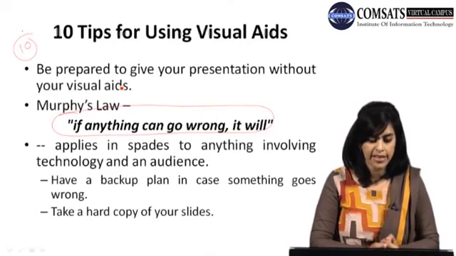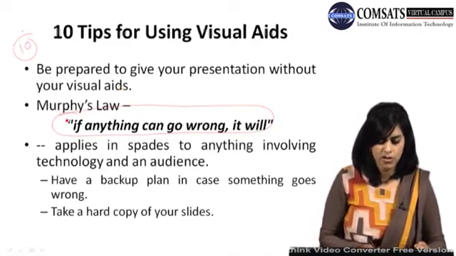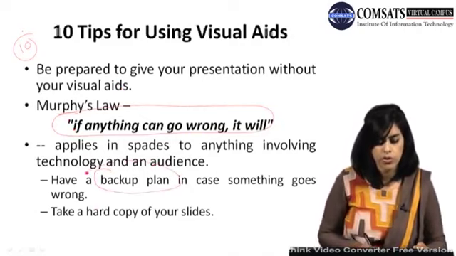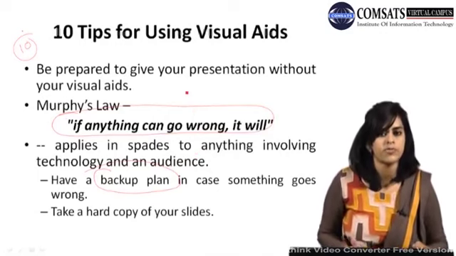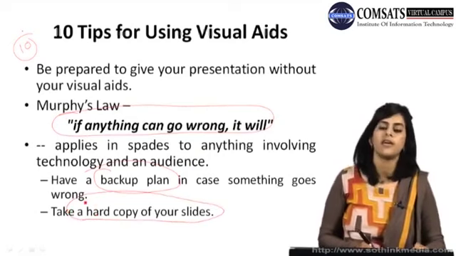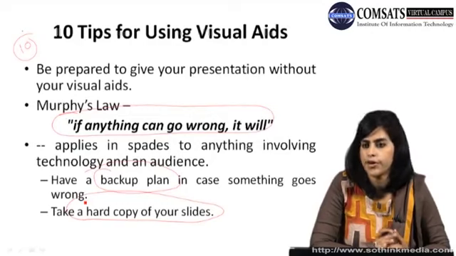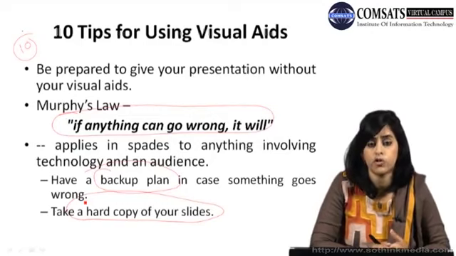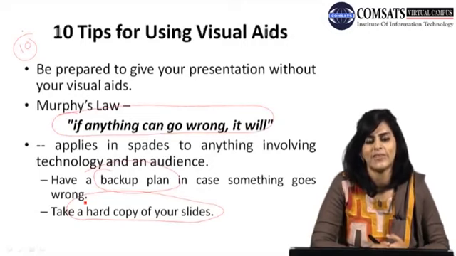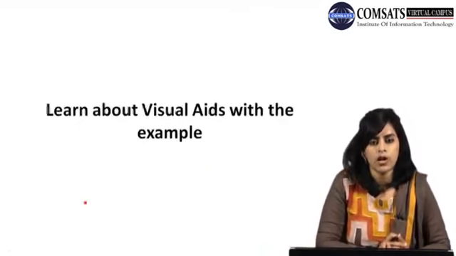It applies in spades to anything involving technology and an audience. Have a backup plan in case something goes wrong. So you are going to arrange a backup plan from both angles. Take a hard copy of your slides in case there won't be any slides to be displayed, and there is no generator or UPS system to bring back the electricity. So these were the 10 tips about using visual aids in your presentation.